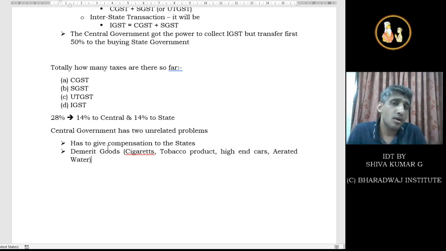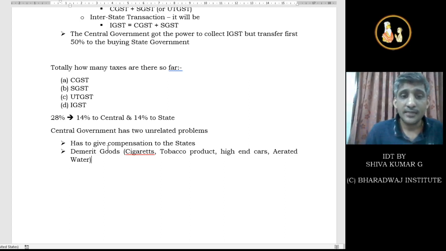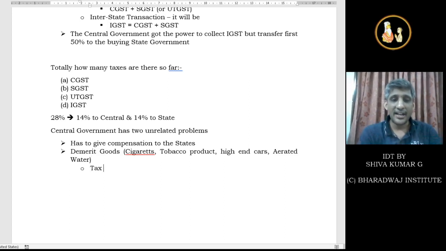So what governments generally do is, imagine one cigarette, I don't know the price of a cigarette. Imagine one cigarette is, let's say, 10 rupees. The tax on that is almost 7 rupees. The cost of the cigarette is actually 3 rupees. Tax is 7 rupees. Or rather, cost is only 2, tax is 8 rupees. 400% is the tax on the cigarette. Tax on demerit goods is very high.